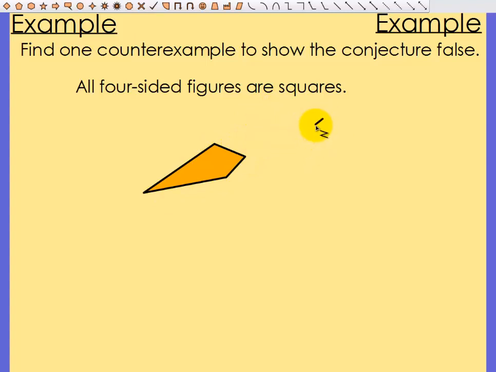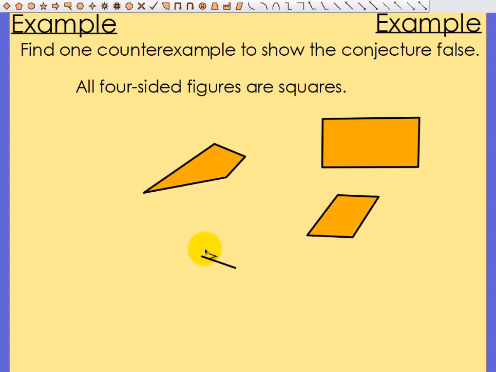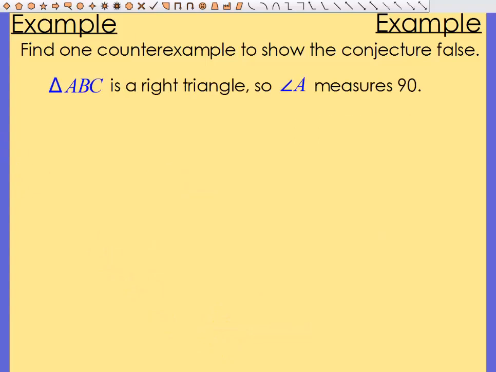And we could do other shapes too. We could do a rectangle, which is definitely not a square. We could do a rhombus, where all the sides are even but slanted. You could do a parallelogram, or a trapezoid. There are tons of examples of a four-sided figure that is not a square. So there you go. Next one, find a counterexample. Pause the video.